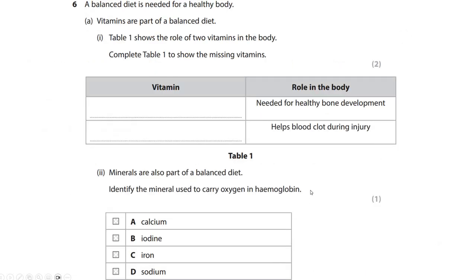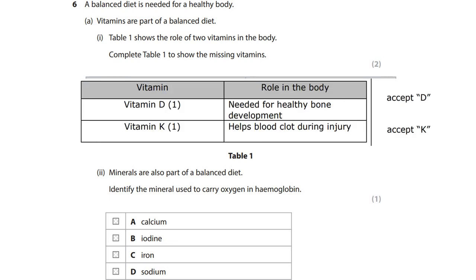Question 6. A balanced diet is needed for a healthy body. Vitamins are part of a balanced diet. Table 1 shows the role of 2 vitamins in the body. Complete Table 1 to show the missing vitamins. Now, there's a big difference between vitamins and minerals. So a lot of people put calcium for bone development. Well, calcium is actually a mineral, not a vitamin.